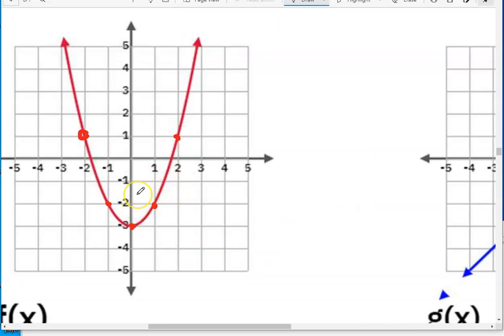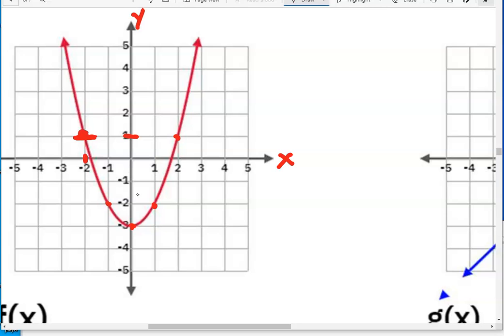F of negative 2 means find, and remember, this is our x and this is our y. Find, when x is negative 2, that's right here, where does my graph hit when I have a negative 2 for x? It hits right there. There's my value for y. So f of negative 2 gives me 1.